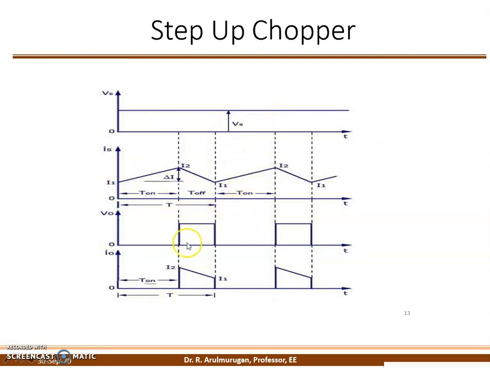Then this is about the waveform. We are going to show the waveform. During the on period, what about the inductance? It is charging. What about the off period? It gets discharged. During the on time it is charging, and during the off time it is discharging. Output voltage is present only during the mode 2 condition. Why is it not present in mode 1?